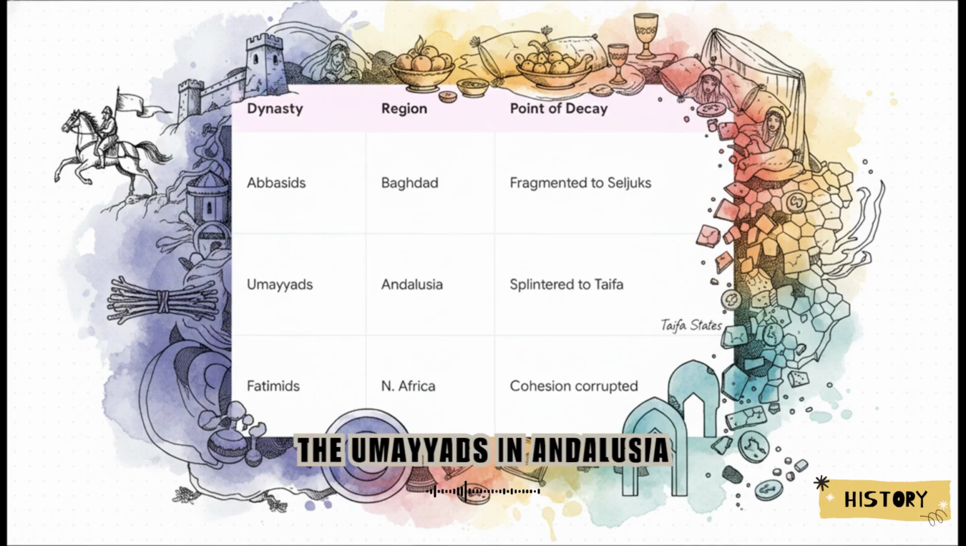The Umayyads in Andalusia followed the exact same trajectory. Once their central driving cohesion dissolved into a love of sedentary luxury, the empire splintered into the weak, divided Taifa states. And the Fatimids or Ubaydids, spanning North Africa and Egypt, experienced the exact same fate. Their initial powerful cohesion was corrupted by the very wealth and power they attained, leading to their eventual eclipse. They all aged and they all decayed.